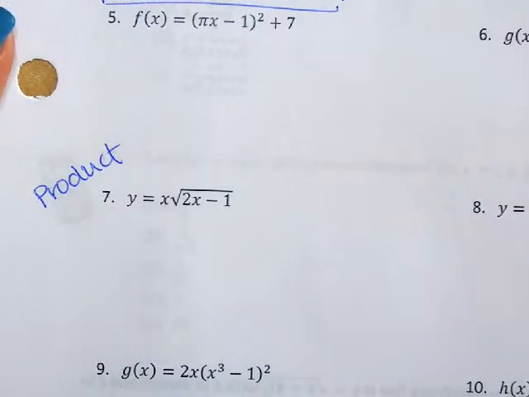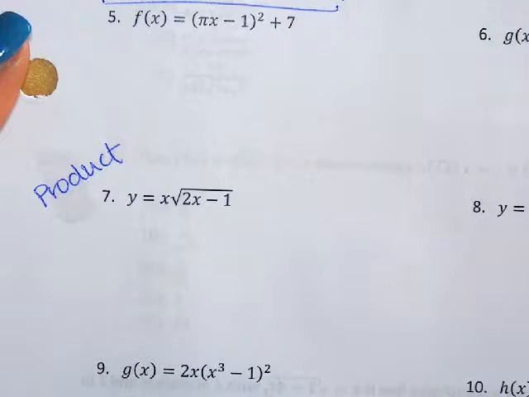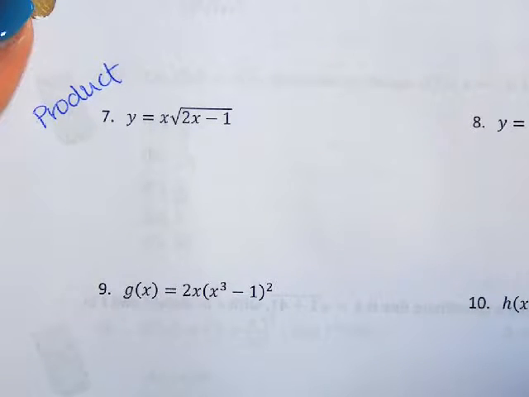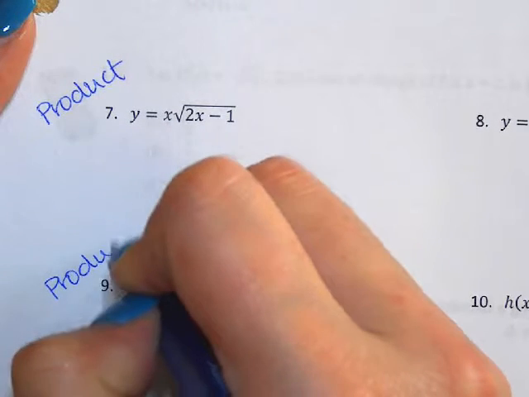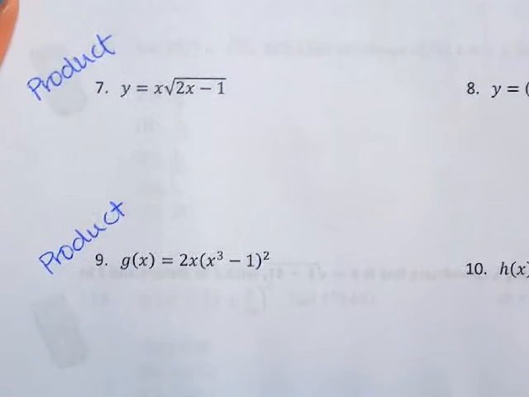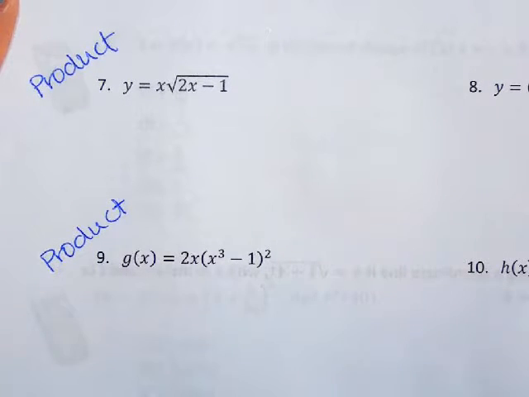First times the derivative of the second, and when you do the derivative of the second, you're doing a chain rule. Plus the second times the derivative of the first. When you do that, you're not doing a chain rule. Okay. What about number 9? Product rule again. First times the derivative of the second, which is going to involve a chain rule, plus the second times the derivative of the first, which does not involve a chain rule.